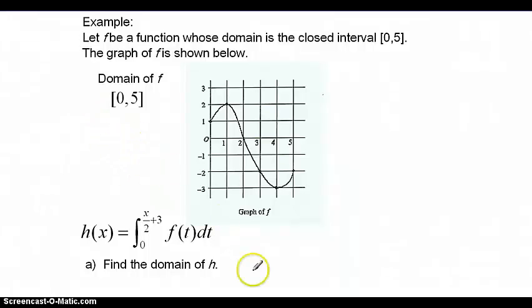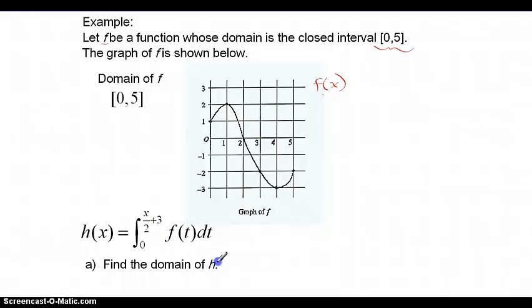Here's the second example for functions defined as integrals. It says let f be the function whose domain is the closed interval from 0 to 5. The graph of f is shown below. So here is f of x once again, and there is our domain of f. H of x this time is defined to be the area accumulating in the plane from 0 up to 1/2 x plus 3 between the function f and its horizontal axis.